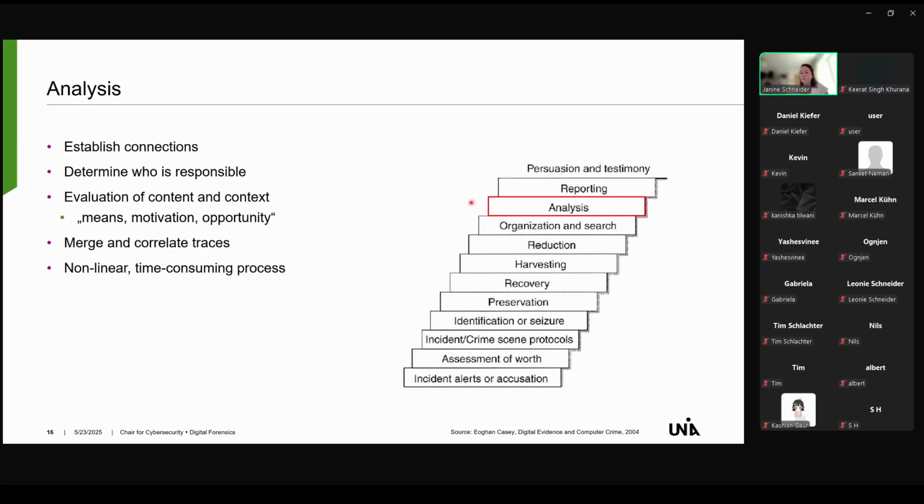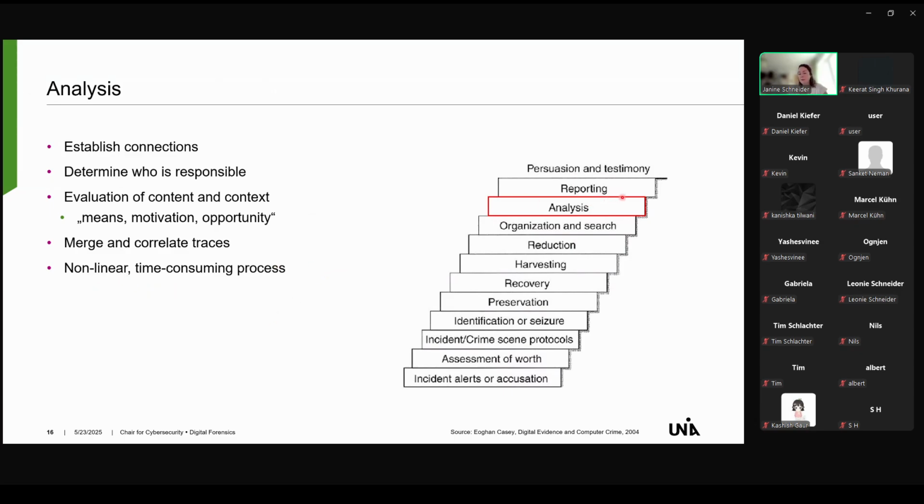So it's not about interpretation of data in a technical sense, but giving it a meaning for the case. So establish connections, determine who is responsible, evaluate the content and the context in terms of means, motivation, opportunity. Merge and correlate traces, and this step is usually a nonlinear and time-consuming process.